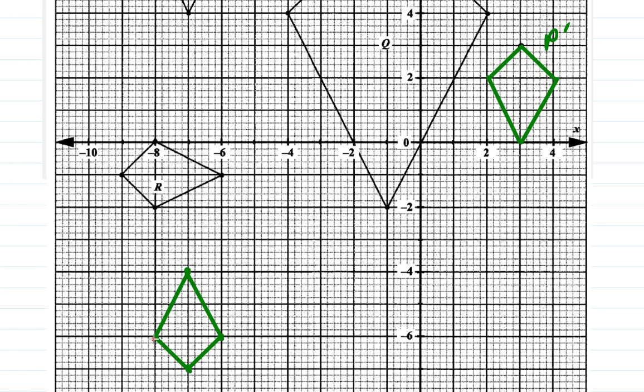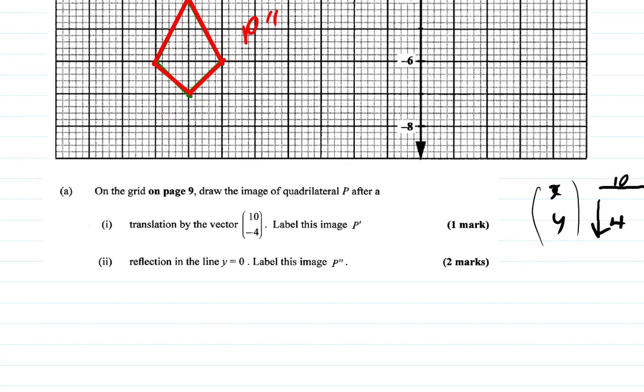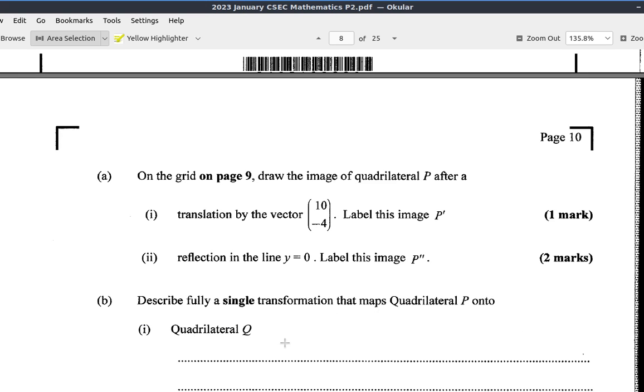In fact, let's give it a different color since it's new. And they say we should call it what? P double prime? P double prime. Alright. Nice. What else happened here? That's 2 marks. Let me just erase what I wrote out here and look back at this.